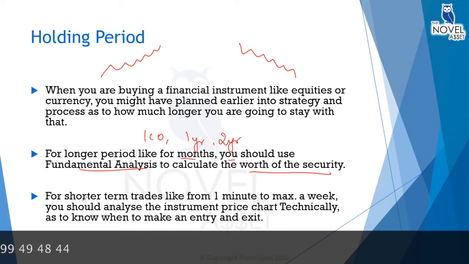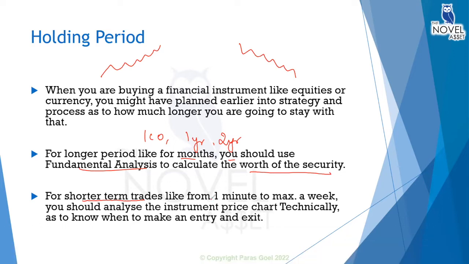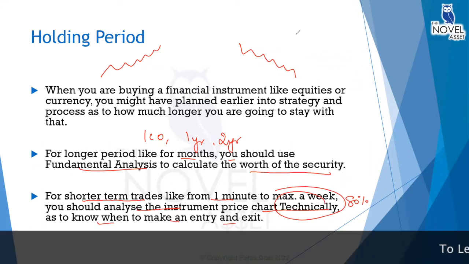But for shorter term trades, like for 1 minute or a maximum of a week or even a month, you should analyze the instrument price technically. So 80% of your focus should be on technical analysis when you're doing intraday or swing trading, so as to know when to make an entry and when to make an exit. Okay, hope this is clear to you.